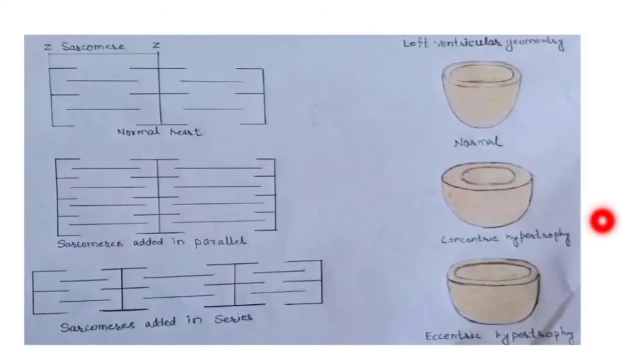You can see in this picture that in concentric hypertrophy the sarcomeres are laid down in a parallel position in order to make the myocardial muscle thicker, to generate more force to overcome the obstruction which is created due to the hypertrophy at the subaortic region.